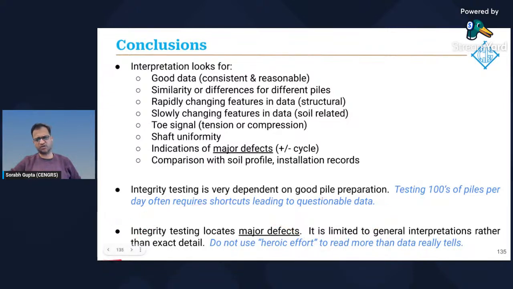Once again, integrity testing locates only major defects. Many reports I've seen tend to overinterpret PIT data. I think that's not a good idea. The test method is meant for general interpretations. It's not meant for exact details. Remember, it's not an X-ray of the pile.